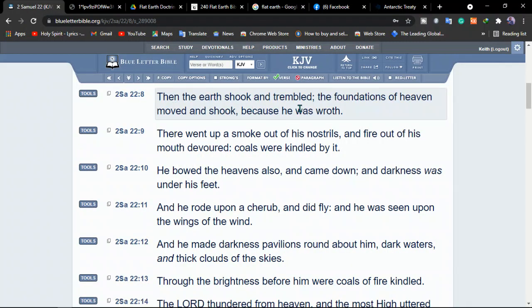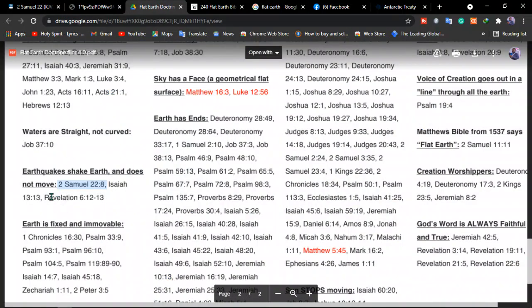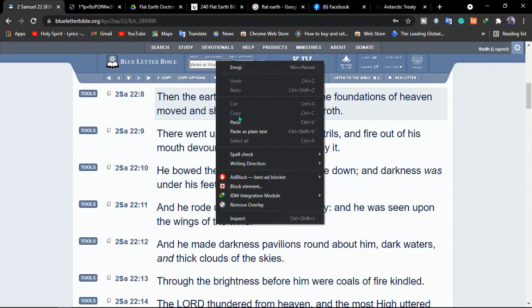Then the earth shook and trembled, and the foundations of heaven moved and shook, because he was wroth. Are you seeing this one? This is when God himself decides. But unless God himself, nothing can move. All right? Isaiah 13:13. Look at this.